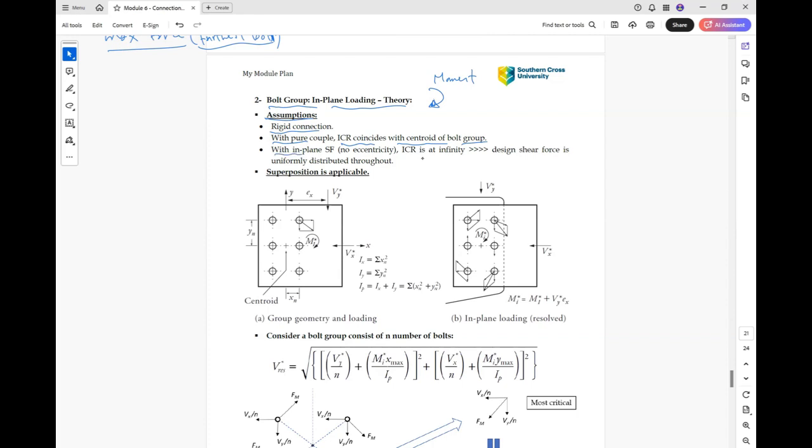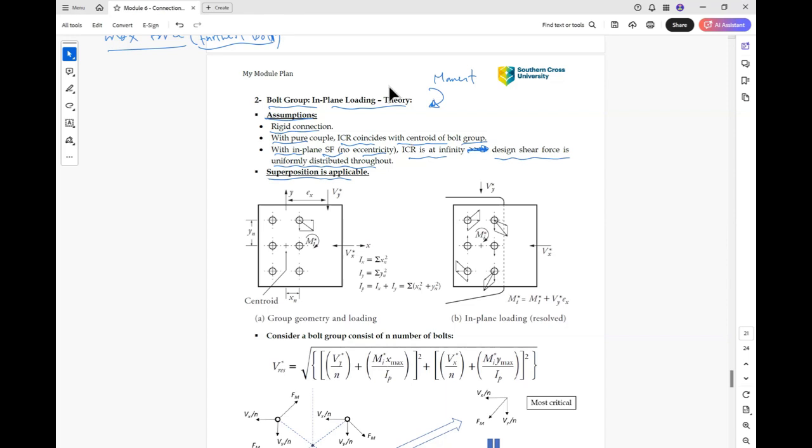And with in-plane shear force and no eccentricity, the ICR is at infinity, so that the design shear force is uniformly distributed throughout the bolts. Superposition is also applicable in this type of design.